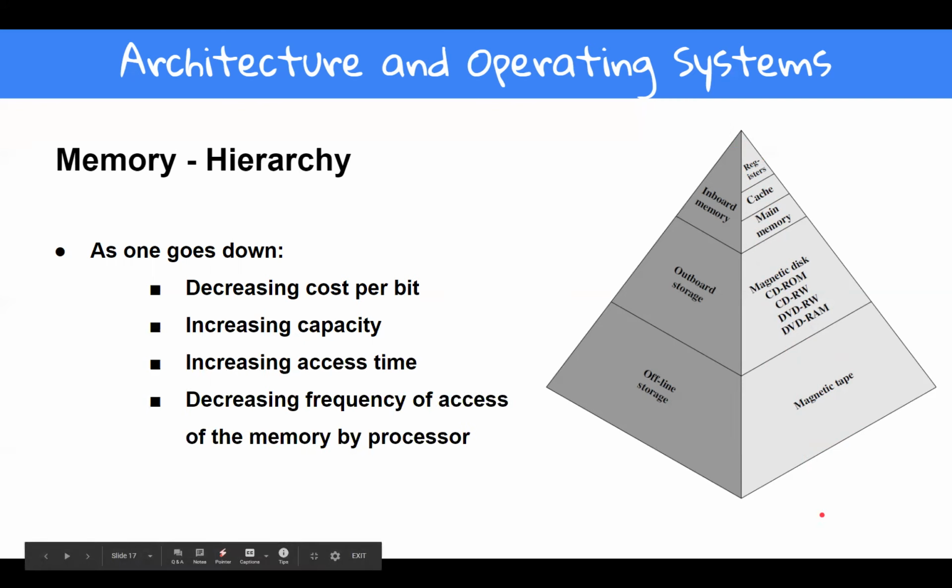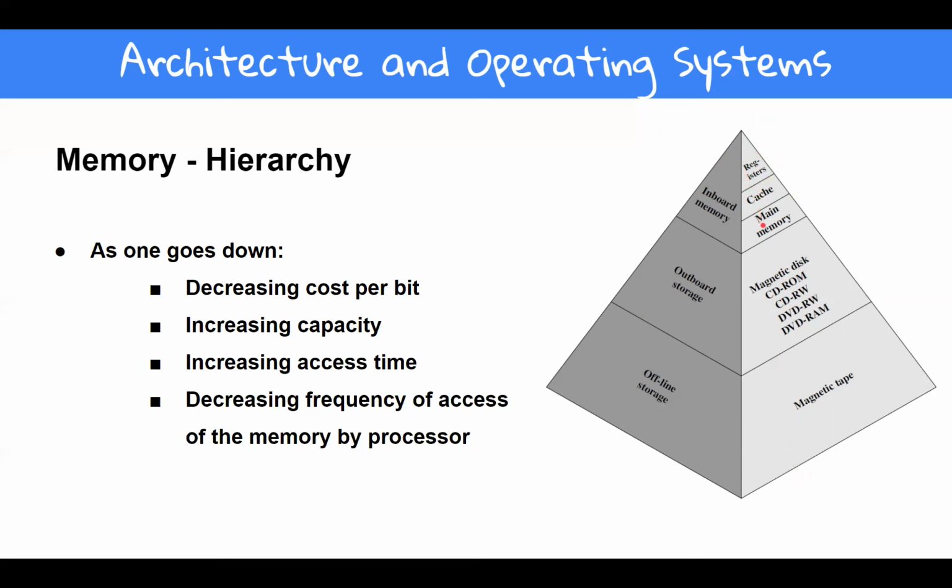The decreasing frequency of access of the memory by the processor. So we know that the processor needs this information, instruction, data, whatever. So this is the frequency. As you learn in the fetch execute, registers should always be used. So this is the highest frequency that we use. The registers are widely used by the CPU.